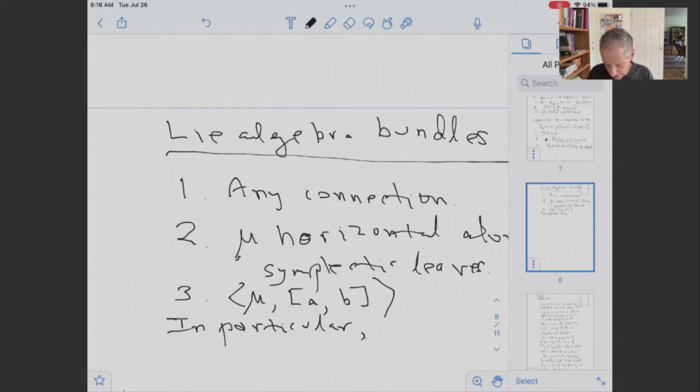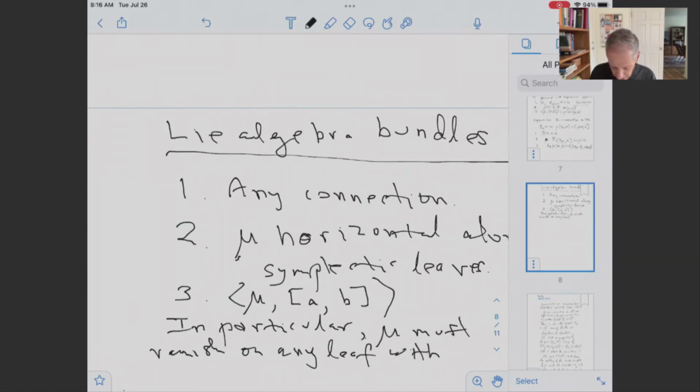So mu must vanish on any leaf with a semi-simple fiber anywhere over the leaf. There's no reason for the fibers to be the same over different points.